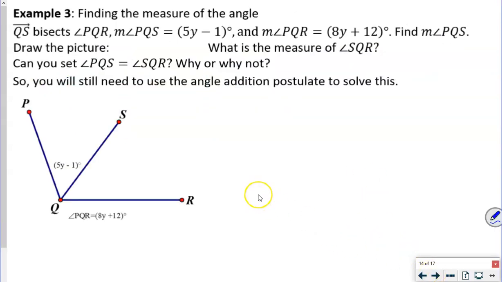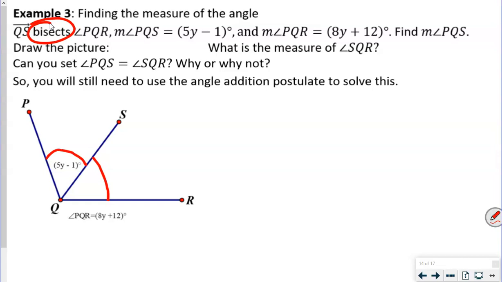So now, this says finding the measure of the angle. So it says QS bisects, key word. Let's circle that. That means that QS bisects angle PQR. Okay, that means that this angle and this angle are congruent. How do I know that? Because it said it cut it into two equal parts, right? So then it tells us that PQR, the big angle, is 8y plus 12. And then it says find the measure of PQS.